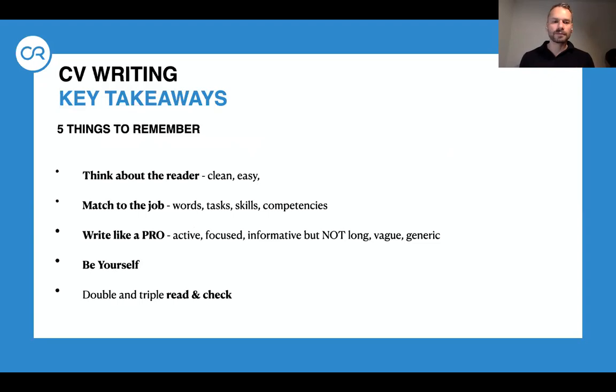Think of the last time when you were reading a book or an article or even a piece of content on social media. If it's long, vague, and generic, you don't really spend time. You get lost, you get bored, you're not reading it. It's the same with a CV. If it's not sharp, if it's not active, if it's not focused, no one's going to bother reading it, especially if they get 100 or 200 CVs.